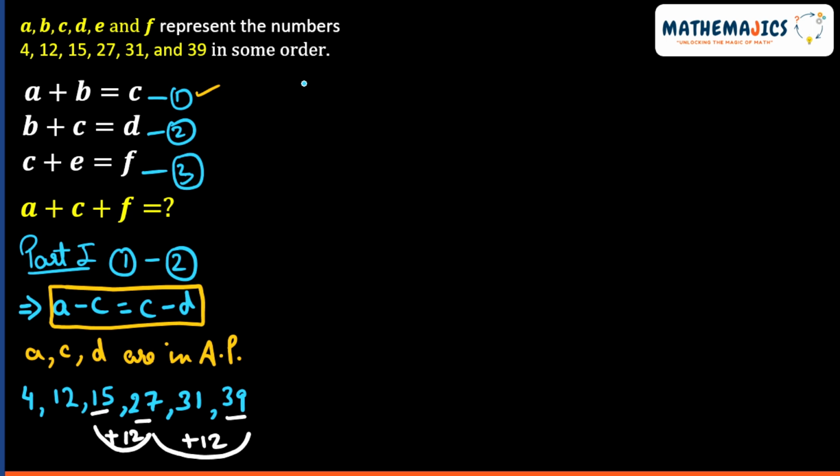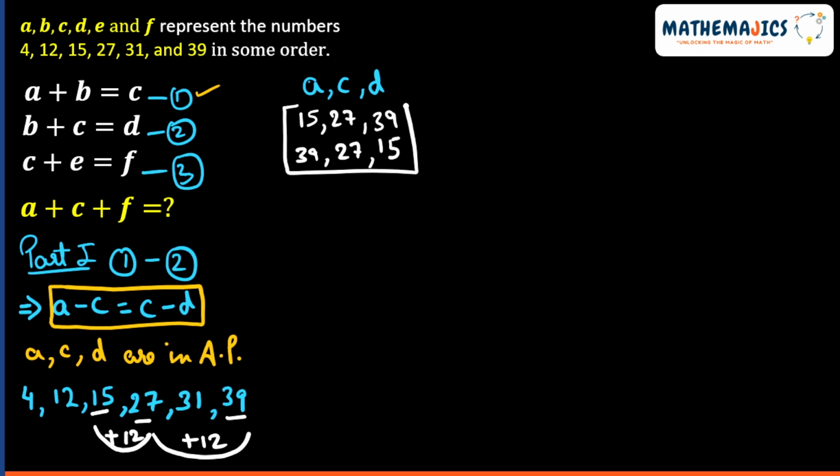So if 15, 27 and 39 are in AP, what can be the value of A, C and D? The value of A, C and D can be 15, 27, 39, or it can be 39, 27 and 15. It can be any one of these 2 triplets. But please see carefully, look at equation number 1. From equation 1, we get to know that C is greater than A.